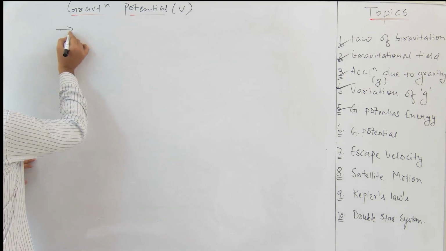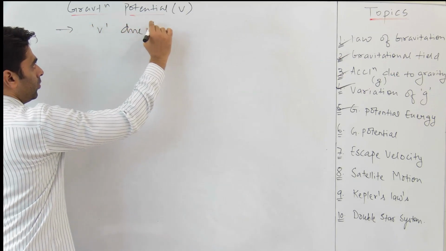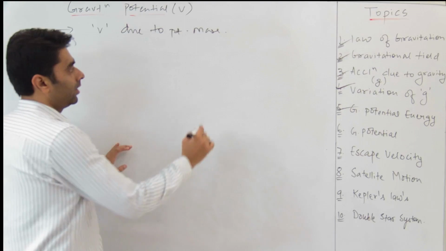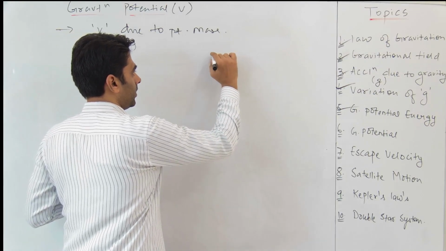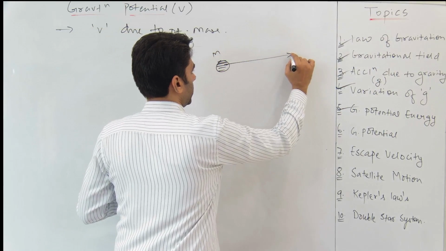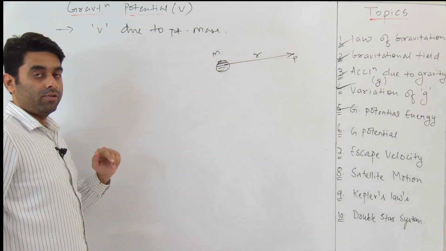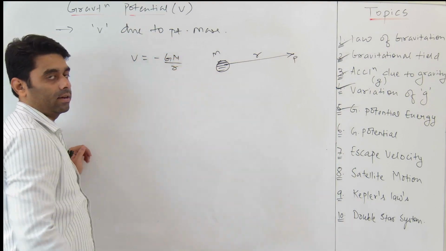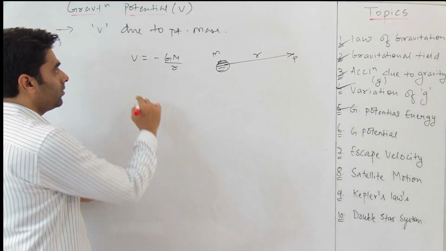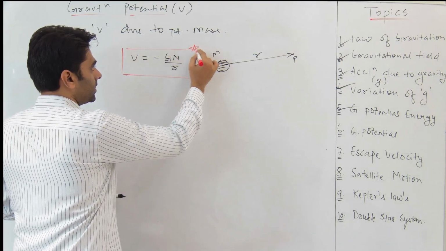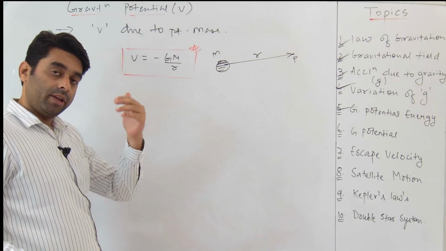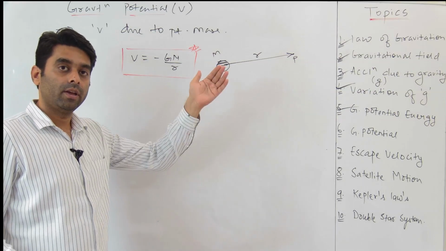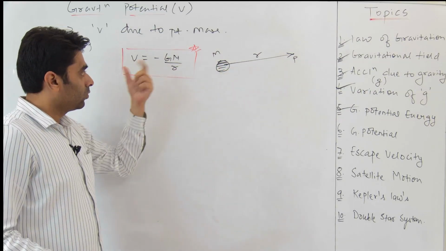First is potential due to a point mass. Let's consider a mass m is there, and at a separation r, a point P is there. Then the potential at point P due to this mass will be given as minus GM by r. Gravitational potential energy is negative. That's why we get potential also as negative, because potential is the potential energy of a unit mass. So minus GM by r.